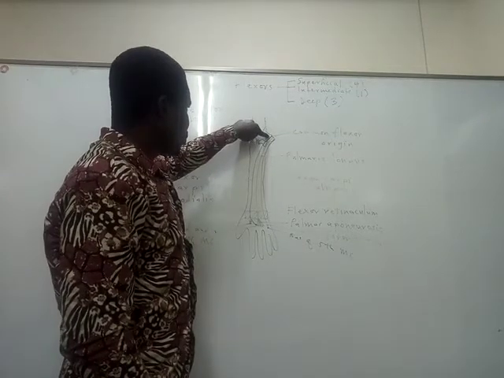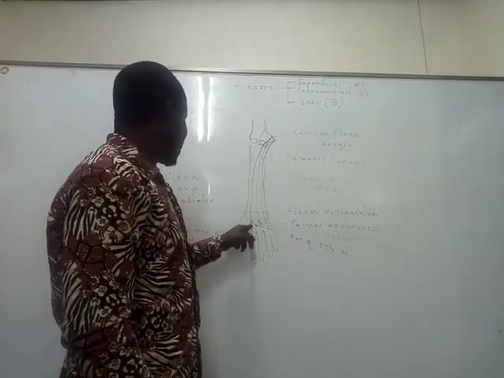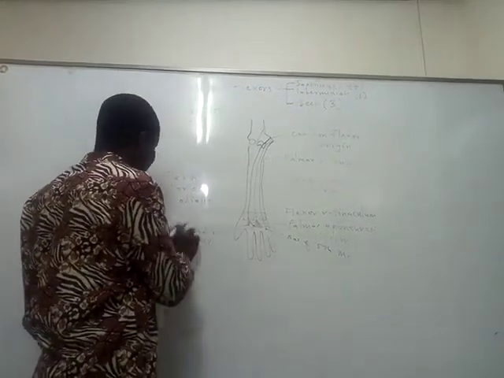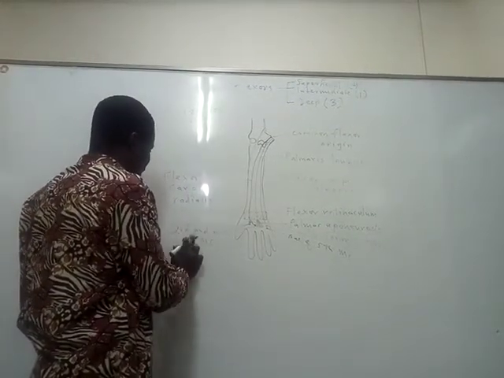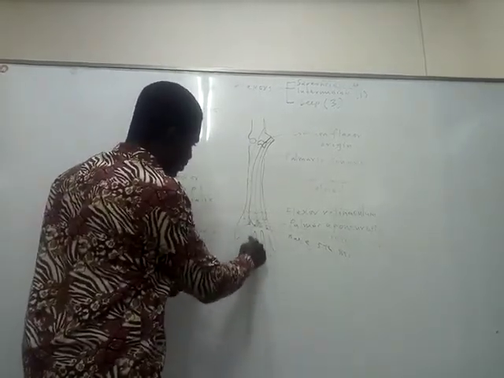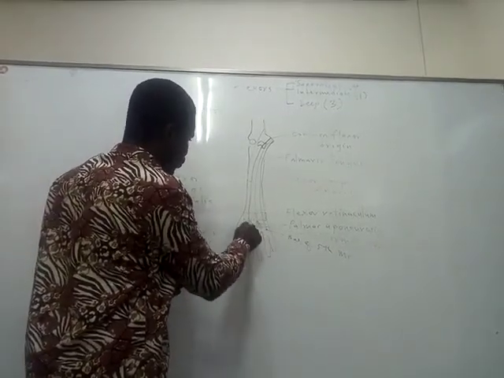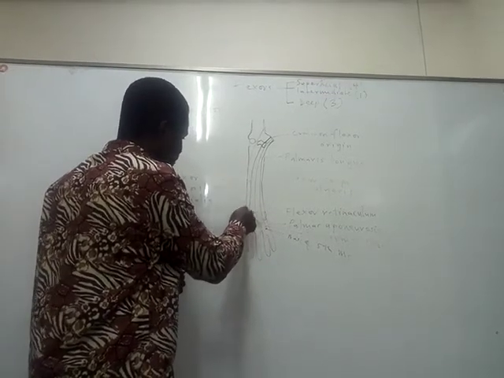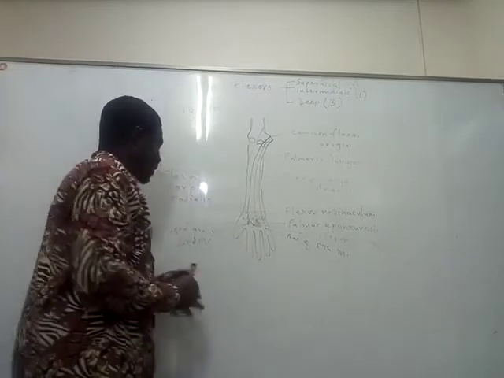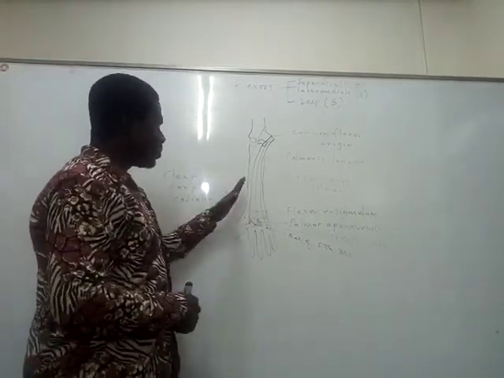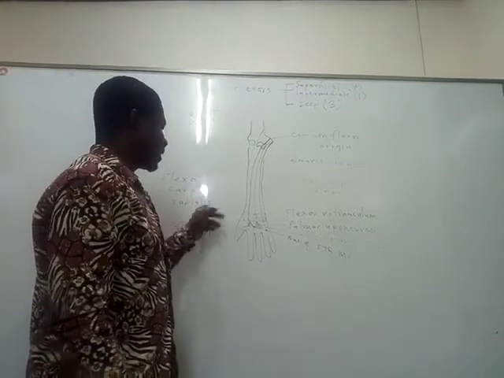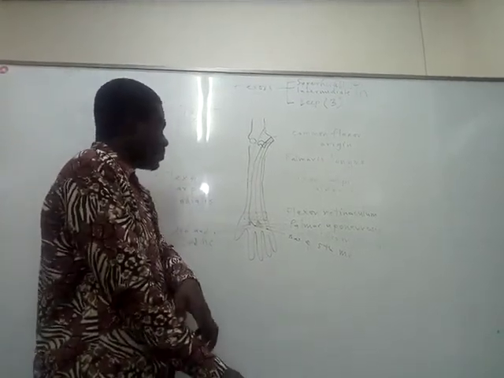So we have one moving from the medial epicondyle to the base of the second and third metacarpals. So this is where the first metacarpal will be here. That muscle is known as flexor carpi radialis, because it is at the radial side.